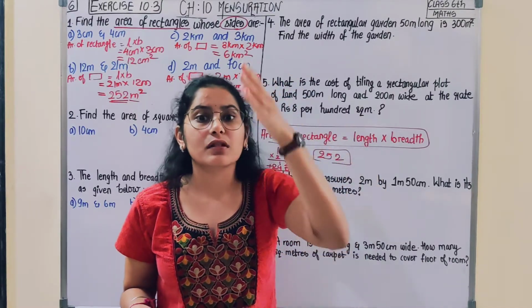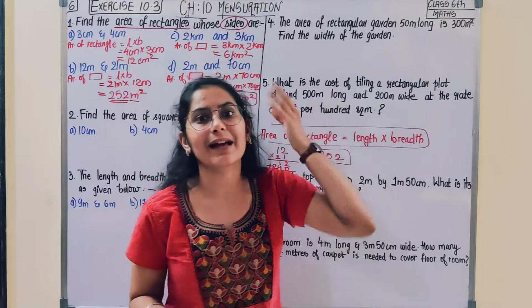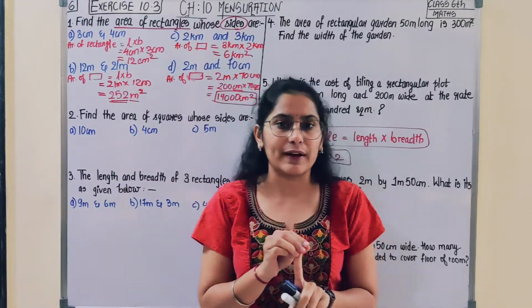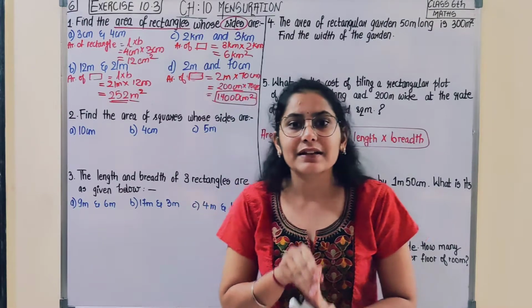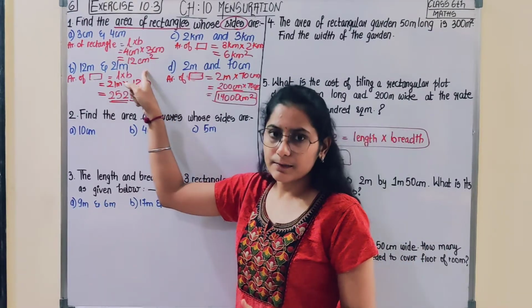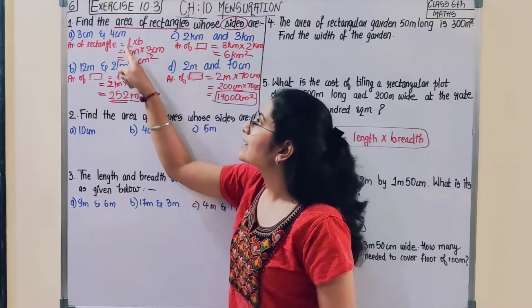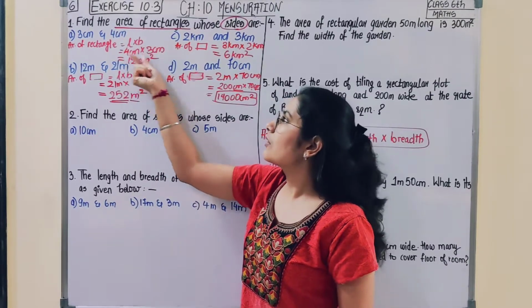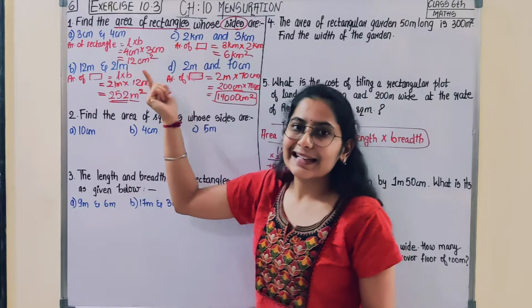Why? Because you have written this formula many times while solving the exercise. So this is the first key point. What is the second key point? While solving this question, you would be observing that you have to write length below length, breadth below breadth. Okay, so the format of writing would be clear.